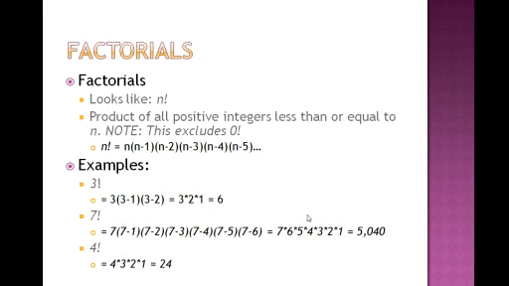So 7 factorial is 7 times 6 times 5 times 4 times 3 times 2 times 1. That's the smallest positive integer, so we stop. And that yields 5,040. 4 factorial is 4 times 3 times 2 times 1, which equals 24. We're looking at this just as an introduction. It does have many more purposes than what we're going to talk about now. We'll actually get to that when we get to statistics.